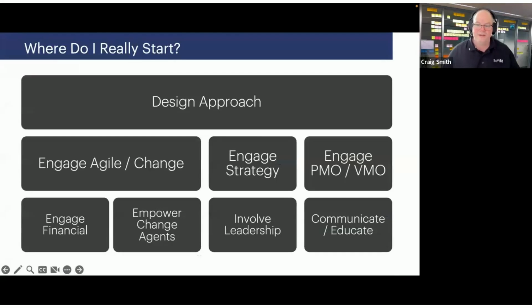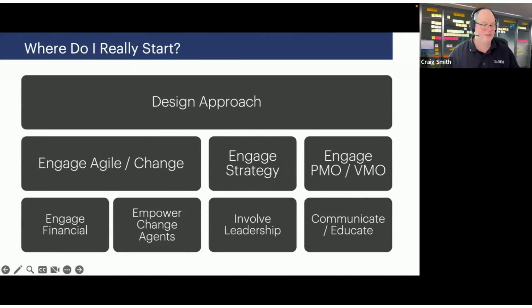Here's my view of it: where do you really start? You have to design it, quite simply. In designing it, you're going to have to engage your coaches, engage your change people, strategic people, as well as your traditional PMO or VMO. And then from there, you're going to have to think about financials. If you're going to start talking about guardrails, how does that start to play in? When you start to break down work, it makes the funding cycle a little different.